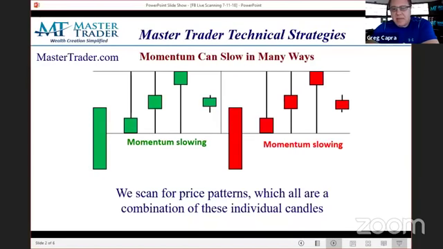So on this slide, I have a few candles, as you can see, and let me just get a pointer out here. It makes it easy for everyone to follow.